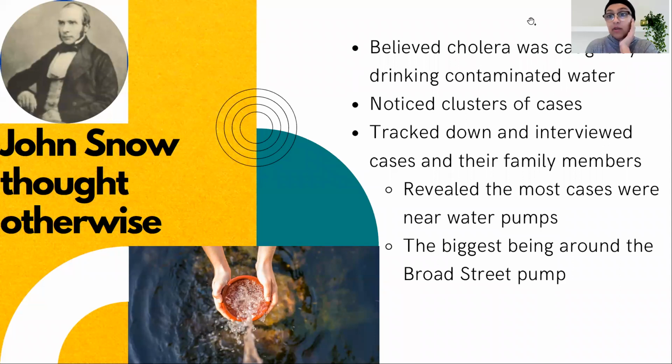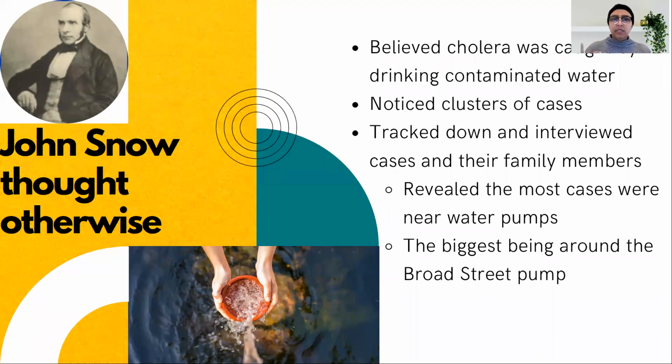So this man, John Snow, great name, believed cholera was caught by drinking contaminated water. He noticed some clusters of cases throughout the city. He would track them as they popped up. And he did what we call shoe leather epidemiology, in that he and some team members walked around London and interviewed cases and their family members. And what it revealed was most cases were near water pumps, the biggest cluster of cases being around the Broad Street pump.